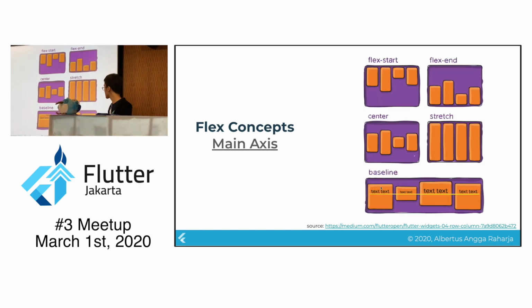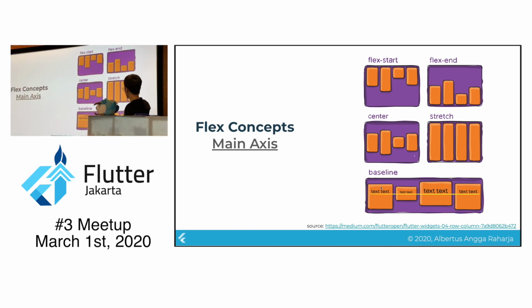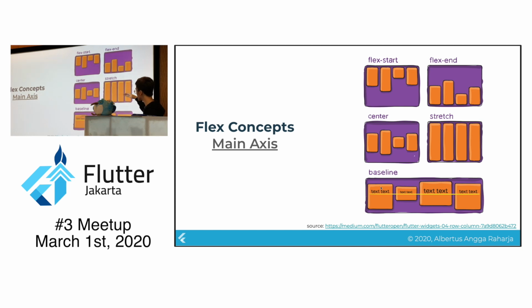Sorry, so this should be cross axis. About cross axis, it should be start, end, center, stretch, and baseline. So it's just the same, but if main axis, if you are laying out horizontally, row, the main axis will specify the horizontal direction. If cross axis, if you're using row, it will specify the vertical direction. We will cover these topics more in the demo. So if you don't really understand it right now, it's okay.